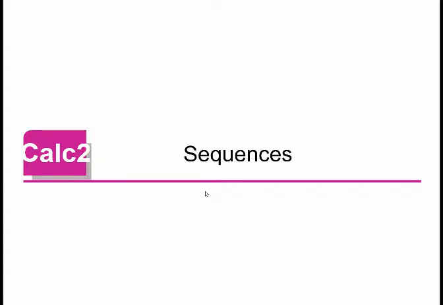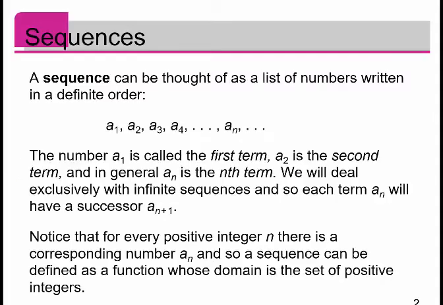Hi class, in this video I want to do just a quick introductory to sequences. So in Calculus 2, a sequence can be thought of as a list of numbers written in a definite order, like a1, a2, a3, a4. The number a1 is called the first term, a2 is the second, and the general a sub n is just the nth term. The nth term can be whatever, it's just how we identify it.